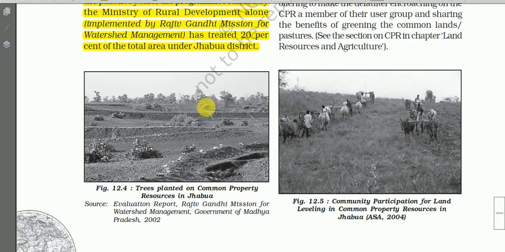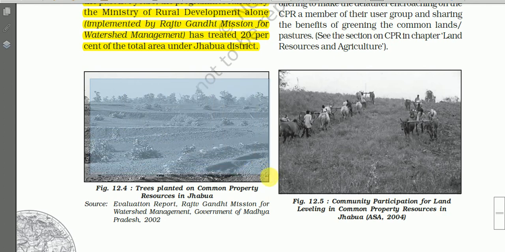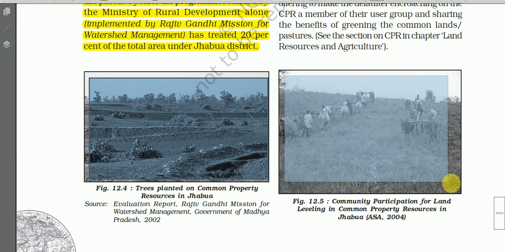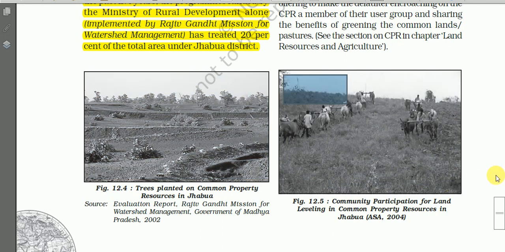And here this photograph shows tree plantation on the common property resources in Jhabua. This is an example of community participation for land leveling in the common property resources in Jhabua.